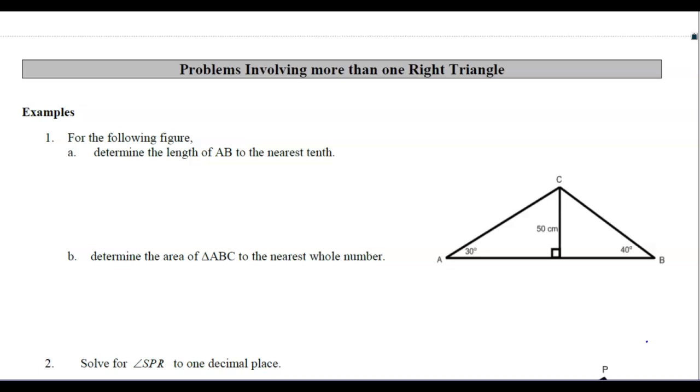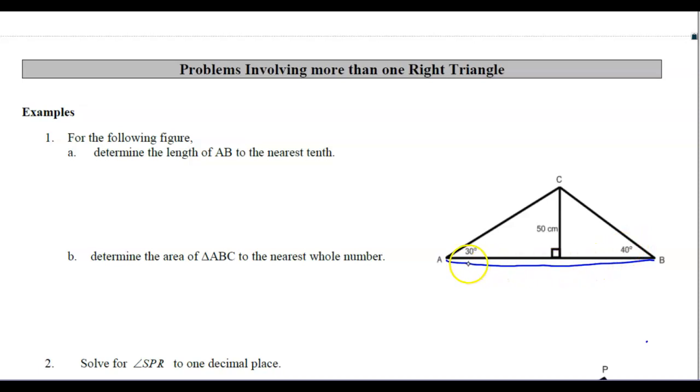So take a look at the first one. It says, for the following figure, determine the length of AB to the nearest tenth. So take a look. AB is this entire distance. In Math 20, you will learn how to maybe do it in one step with one formula, but we're not learning that right now. We don't have enough information even for that one. You'll take a look and see that we've helped you out. We've cut it into two 90-degree triangles.